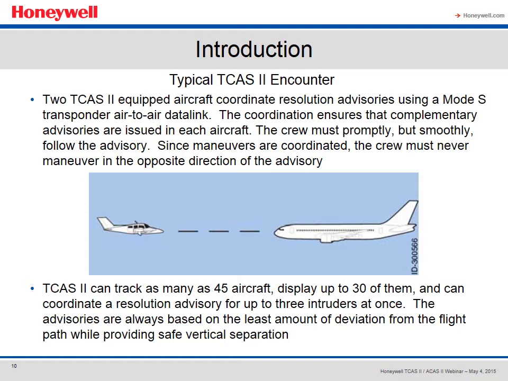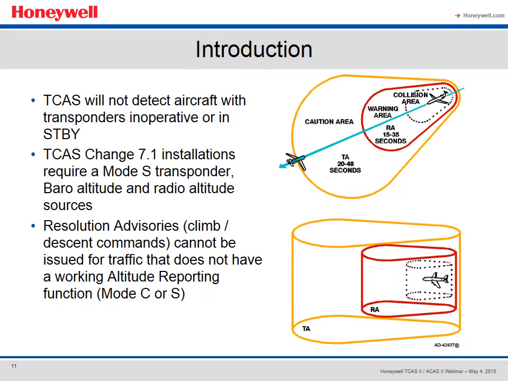TCAS can track as many as 45 aircraft at a time, display up to 30 of them, and coordinate an RA for up to 3 intruders at once. The advisories are always based on the least amount of deviation required from the flight path while performing safe operation. TCAS change 7.1 requires a Mode S transponder plus barometric altitude and radio altitude sources. TCAS will not detect aircraft with transponders inoperative or in standby.